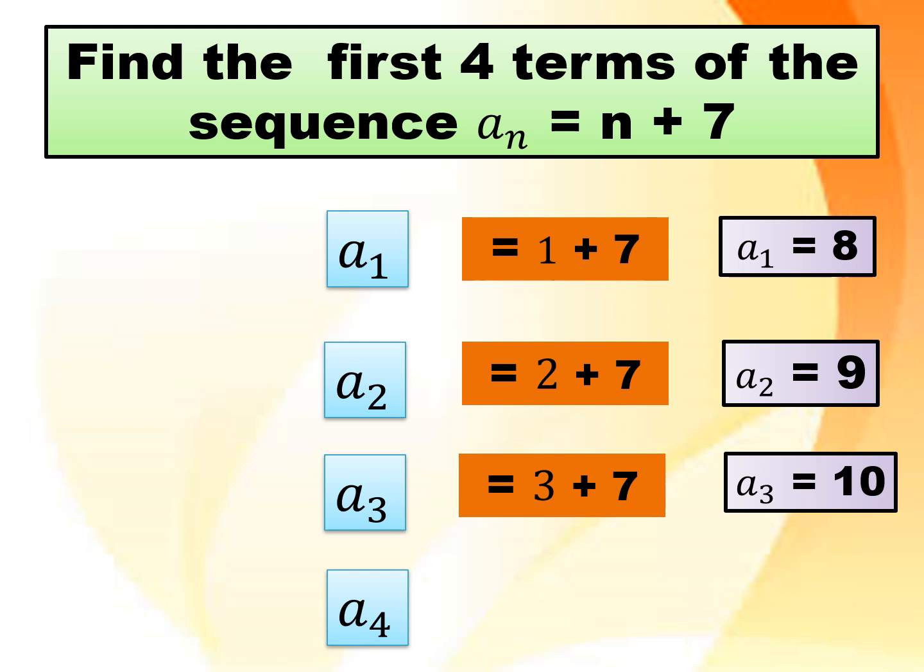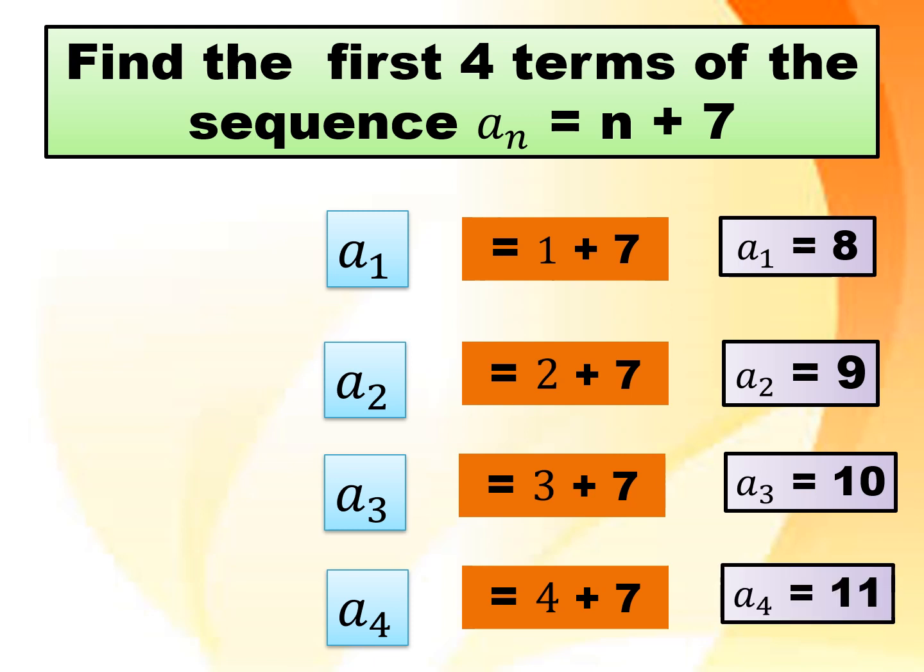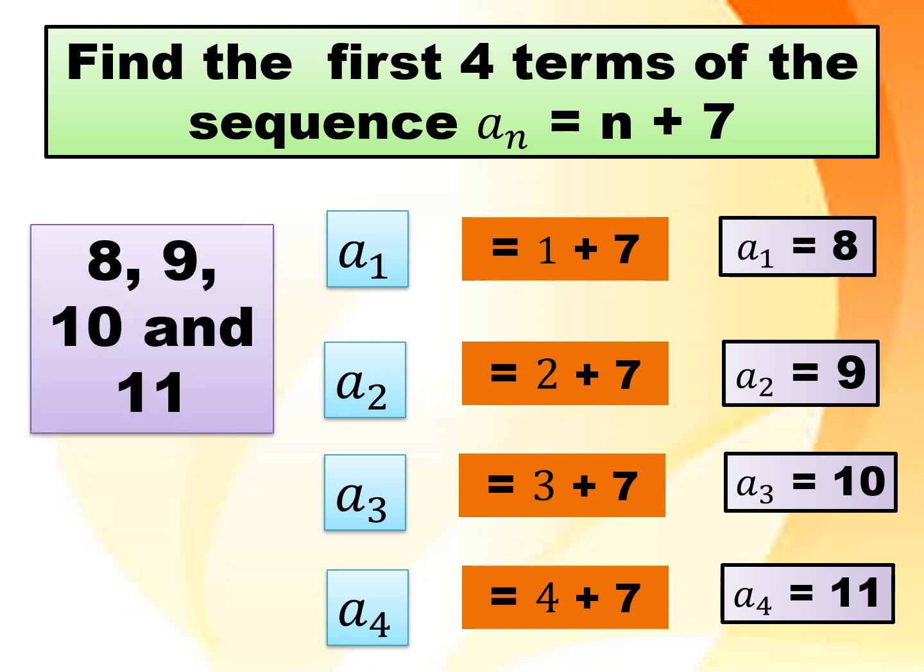Let us now have the fourth term of the sequence by substituting the value of n by 4, and that would be 4 plus 7, which is equal to 11. Therefore, our fourth term of the sequence is equal to 11. We therefore conclude that the first four terms of the given sequence a sub n is equal to n plus 7 are 8, 9, 10, and 11.